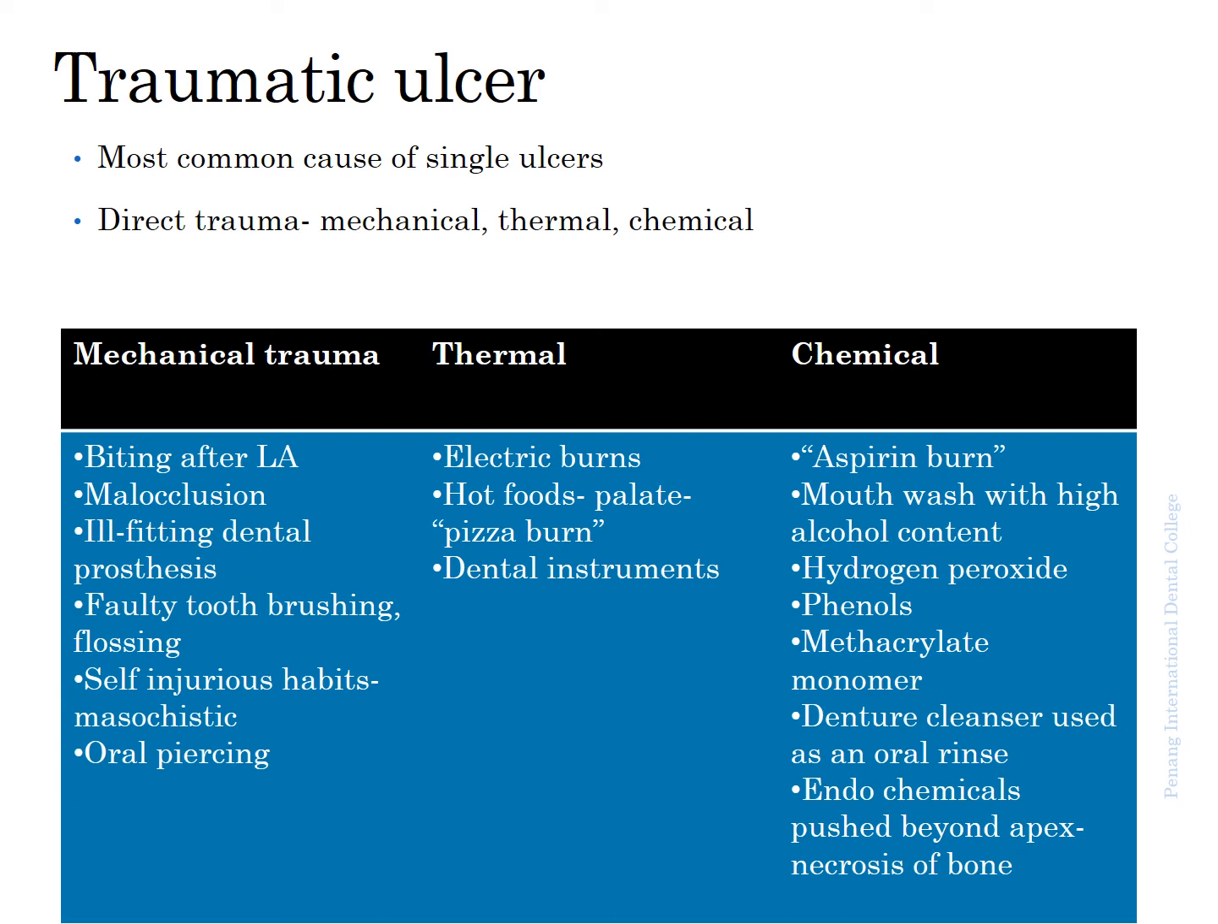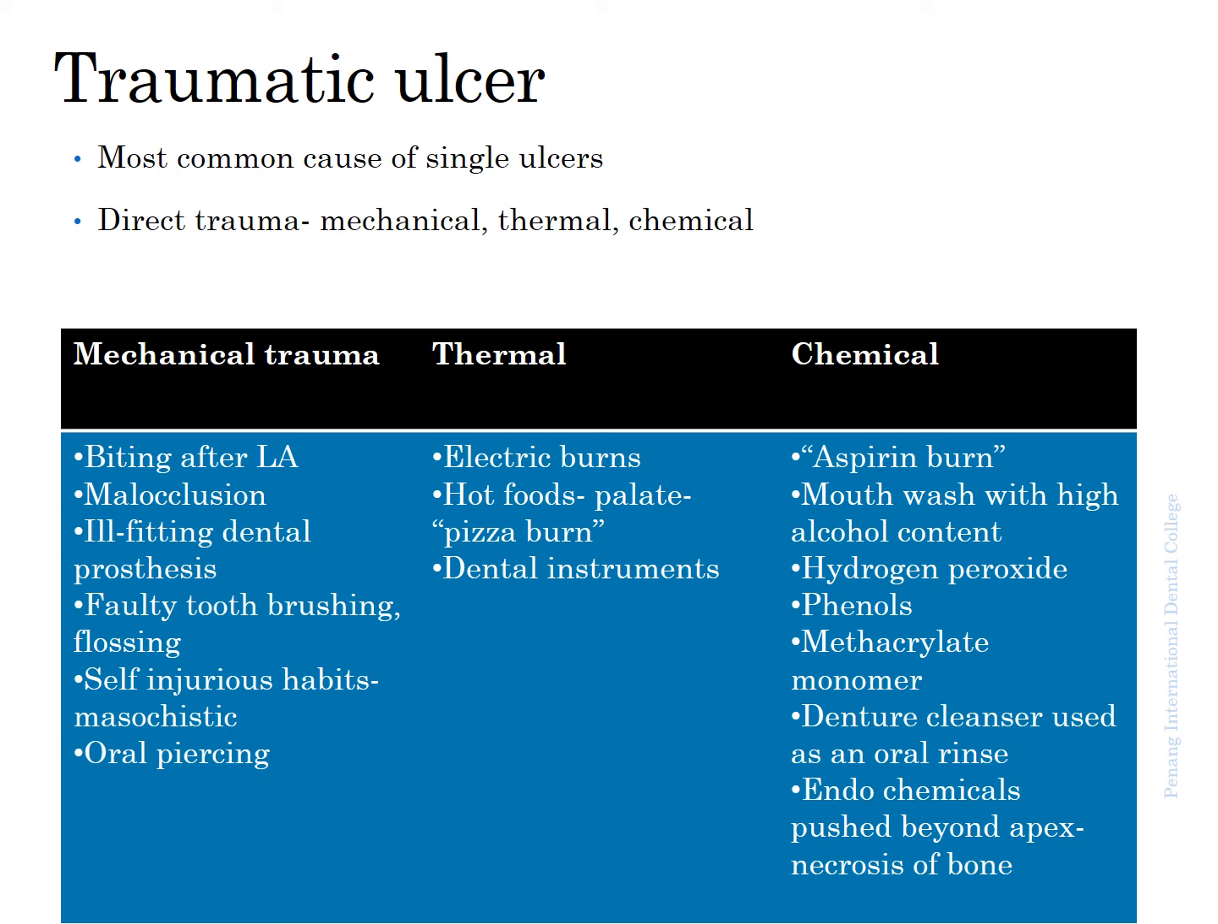malocclusion leading to constant trauma because of a sharp or malposed tooth, ill-fitting dental prosthesis, faulty toothbrushing habits, or even flossing, self-injurious habits, which are also called masochistic habits, or oral piercings. Thermal agents leading to ulcers in the oral cavity could be electric burns, hot foods, very commonly like a pizza burn, which generally causes a traumatized mucosa or an ulcer on the palatal mucosa.